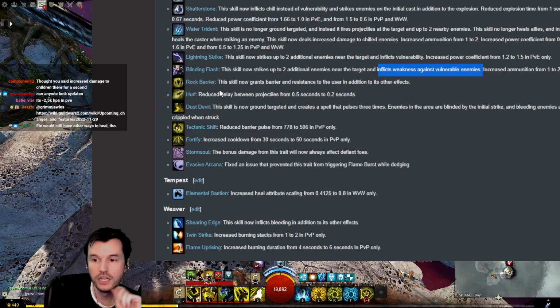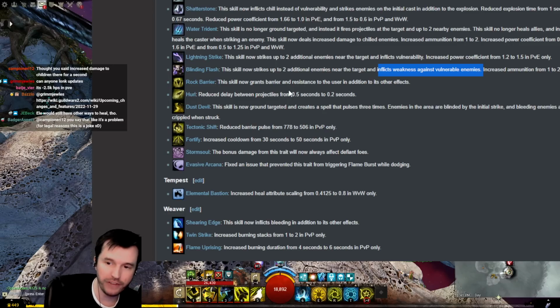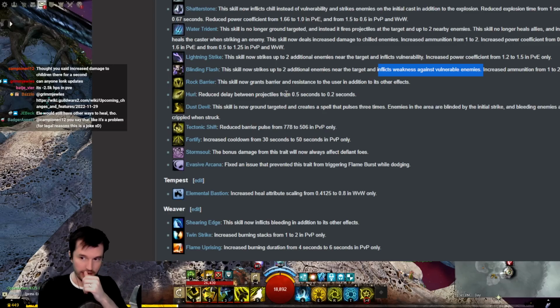Rock Barrier skill now grants barrier and resistance to the user in addition to the other stuff it already did. When you use Hurl afterward, Hurl happens much, much faster. The delay between projectiles has gone down to 0.2 seconds.